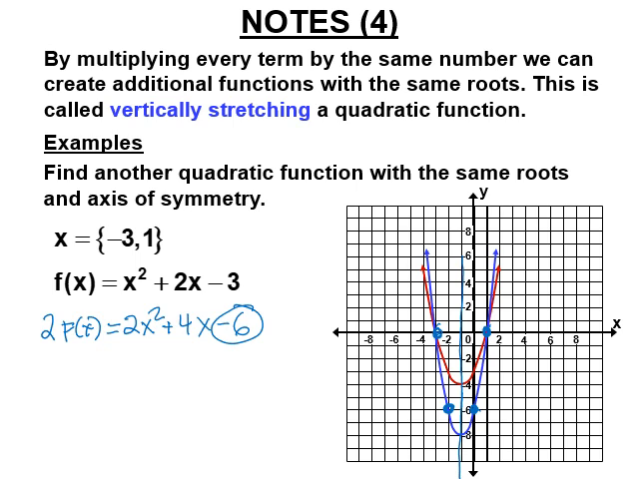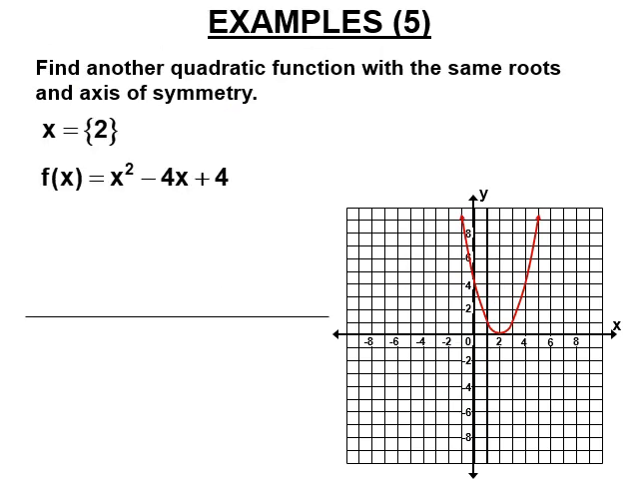If you multiplied it by 3, you would get an even more stretched function. So this is the function that's listed there: f of x equals x squared minus 4x plus 4. It has one root at 2. So multiply that. You could do some other thing, but we want to fit it on the graph. So let's do 2f of x, which is 2x squared minus 8x plus 8.